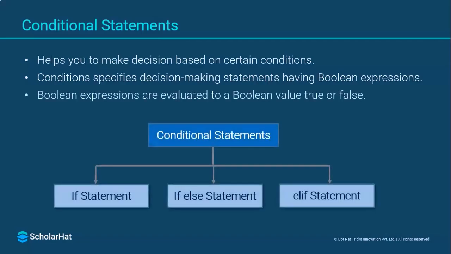Boolean expressions are evaluated to a Boolean value, true or false, as I discussed earlier, where true denotes 1 and false denotes 0. We have types of conditional statements. The major categories are three: if statement, if else statement, and elif statement in Python. Apart from that, you can also go for the nested if statement and match case statement. Match case statement was introduced in Python 3.10. So if you are using a version beyond that, you can just go for this match case statement.